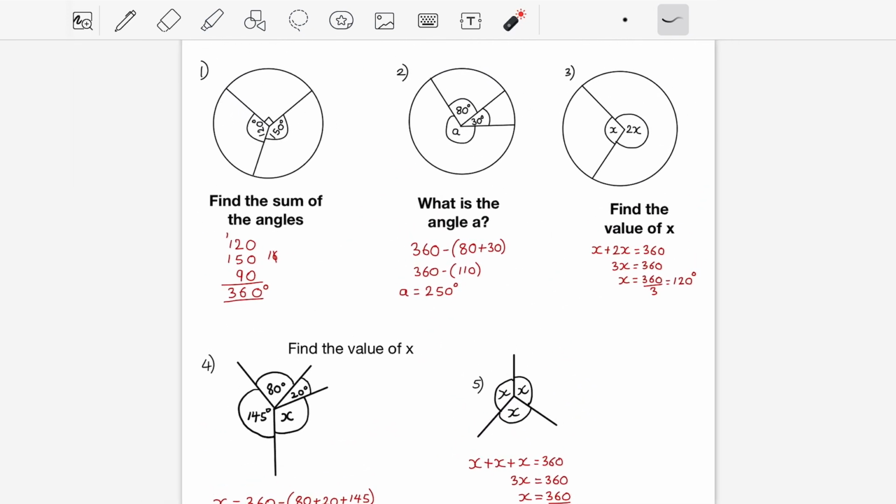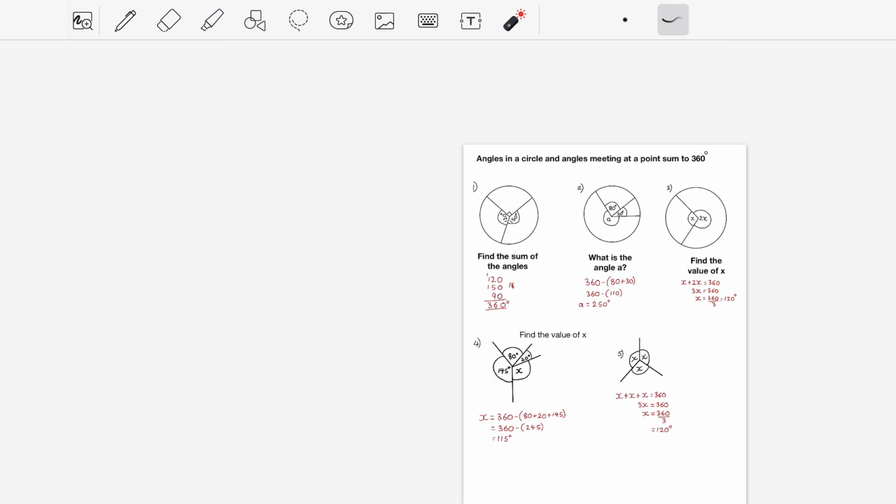So you can check through the answers, make sure you got them correct. If not, you can make your corrections. Alright, let's continue.